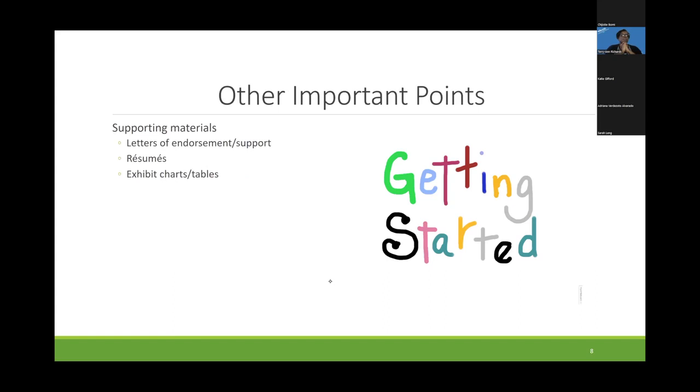A couple of other supporting materials, and I'll give everybody a chance to comment on this. These are the common ones. Letters of support are very common. There's this quirky thing in the grant world that unless someone tells you, I don't know how you would know. A lot of times the letters of support are drafted by the person who's leading the grant writing effort.